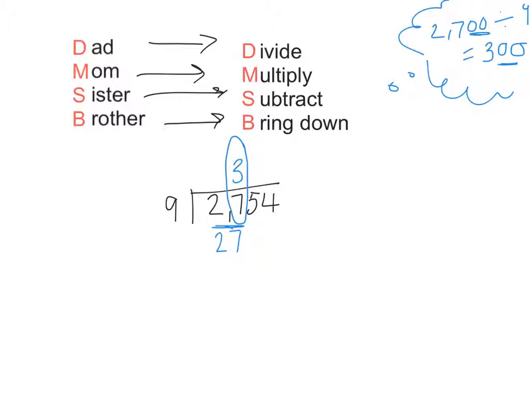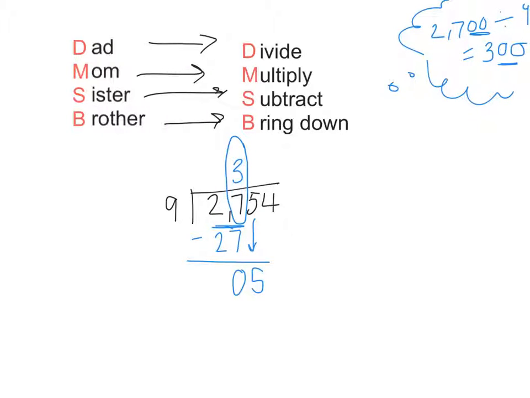Okay, now that we've done the dad step and mom step, what's the sister's step? Harshita? Subtract. Okay, let's subtract. 27 minus 27 is? 0. Okay, the sister's done her job. Next is brother. The B for brother stands for bring down. Then we bring down the next place value. Okay? All right. Are we done? We've gone through the whole family. No, because we still have numbers in our dividend.